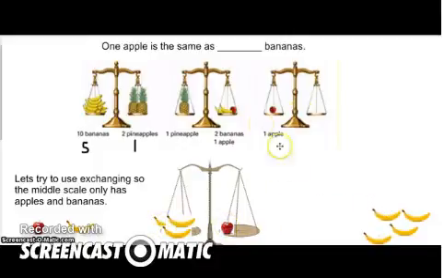And I would continue to do that, remove a banana from the right, remove a banana from the left, and all of a sudden I am left with 1 apple on one side and 3 bananas balancing it on the other side. So the answer to our problem is that 1 apple balances with 3 bananas. And you can slide them up there. So I hope this helps explain our exchanging strategy.